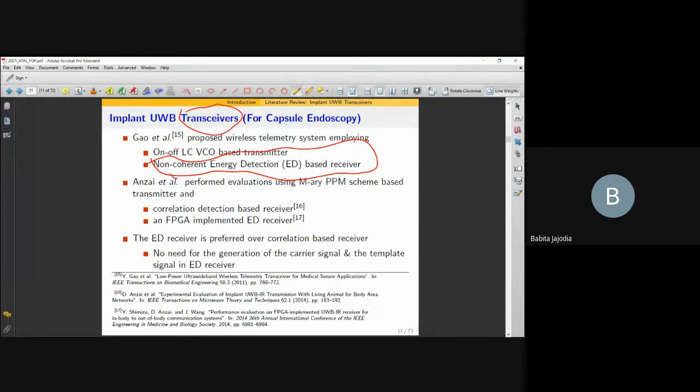When he used non-coherent, there was no requirement of making a template at the receiver, and it was taking the minimum power to design the receiver, as well as energy detection. For example, if your received signal is r(t), what will energy detection be doing? It will square the received signal and integrate it, for example, over the particular band which you are taking.